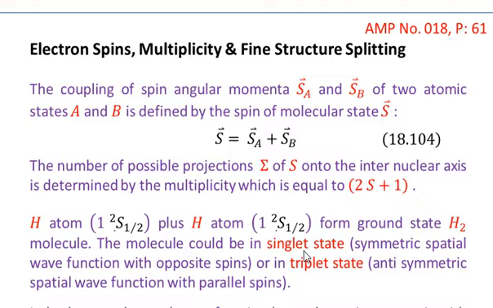The molecule could be in the singlet state, with a symmetrical spatial wave function and opposite spins, or the triplet state, with an antisymmetric spatial wave function and parallel spins. You know that these are the two possibilities for the H2 molecule: either a symmetric spatial wave function with opposite spins, or the triplet state in which we have an antisymmetric spatial wave function, but the spins are parallel.